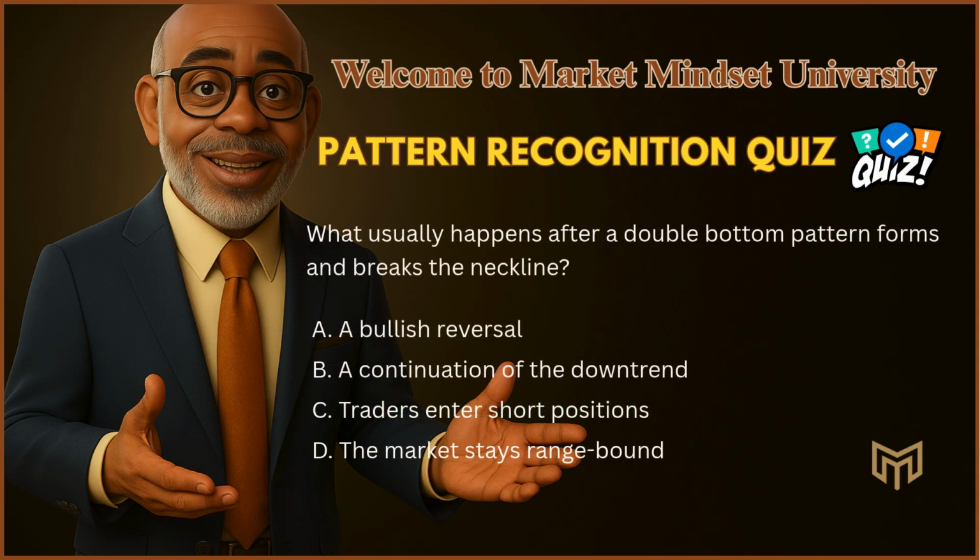Question 7. What usually happens after a double bottom pattern forms and breaks the neckline? Is it A, a bullish reversal? B, a continuation of the downtrend? C, traders enter short positions? Or D, the market stays range-bound? You have 10 seconds to record your answer.